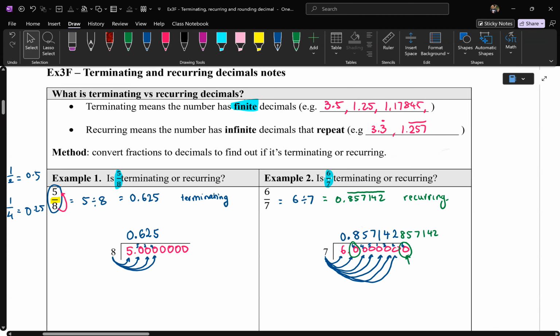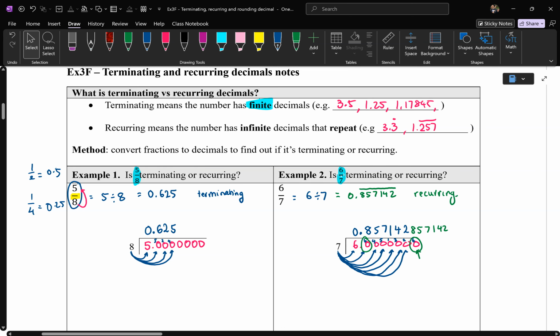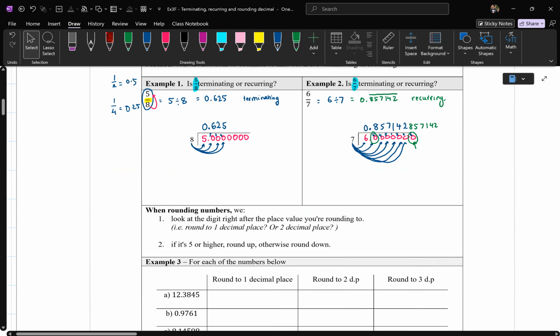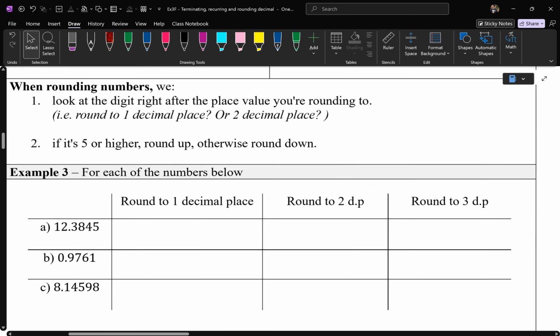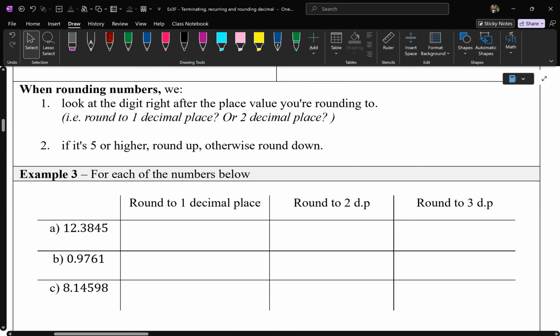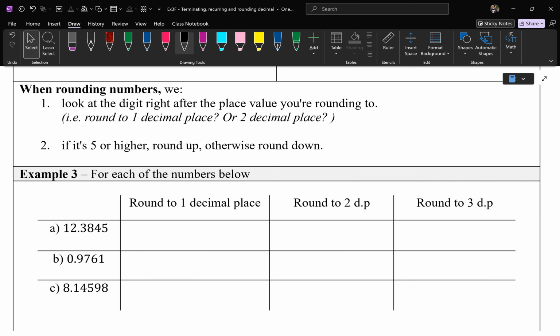So the first part is the main one, how to convert fractions to decimal. The second skill, rounding. I found that some students don't know how to round, so I just wanted to make sure you know how to round to 2 decimal places or 1 decimal place. Let's do this one. So how do you do rounding of decimals? When they say round to 1 decimal, you literally count 1 decimal.